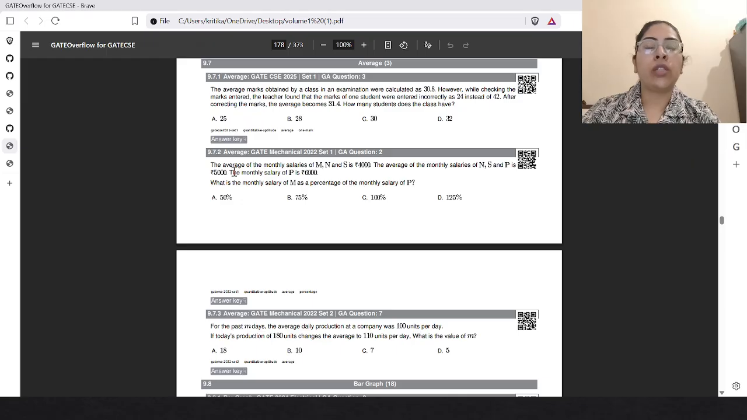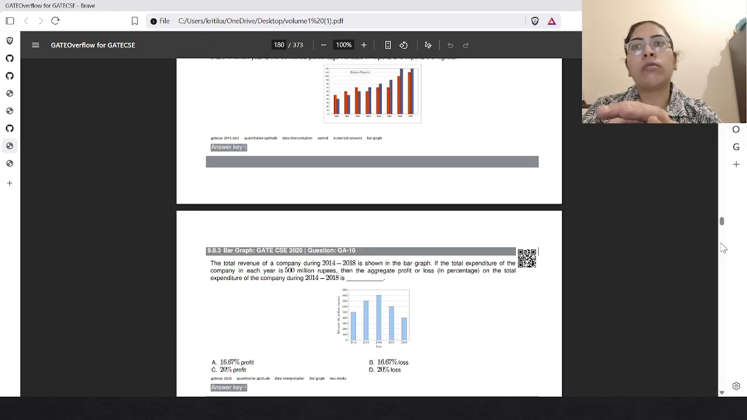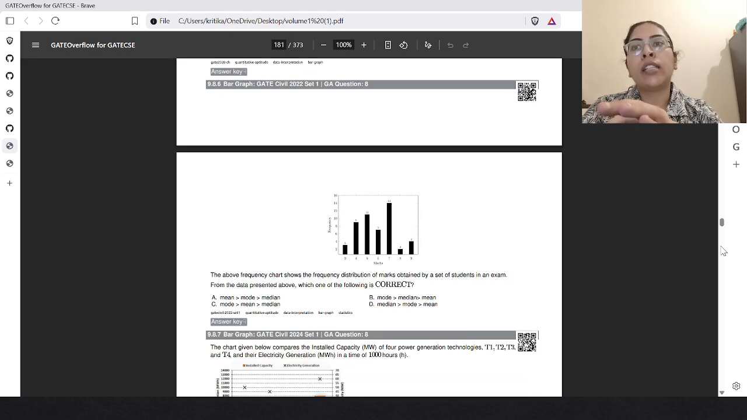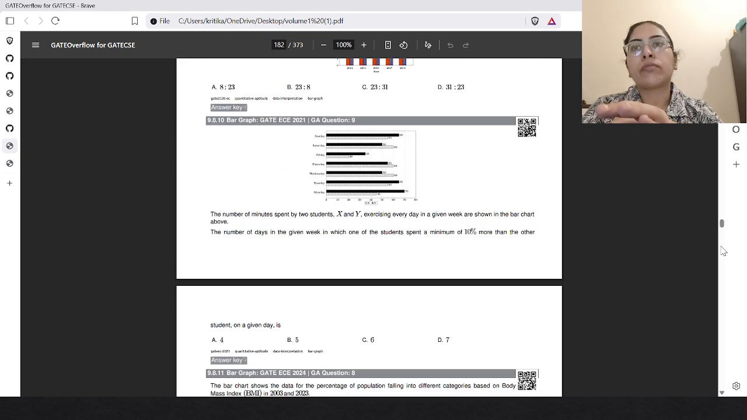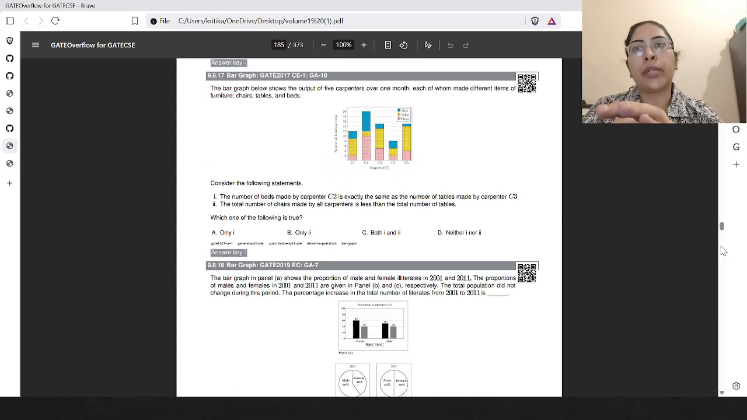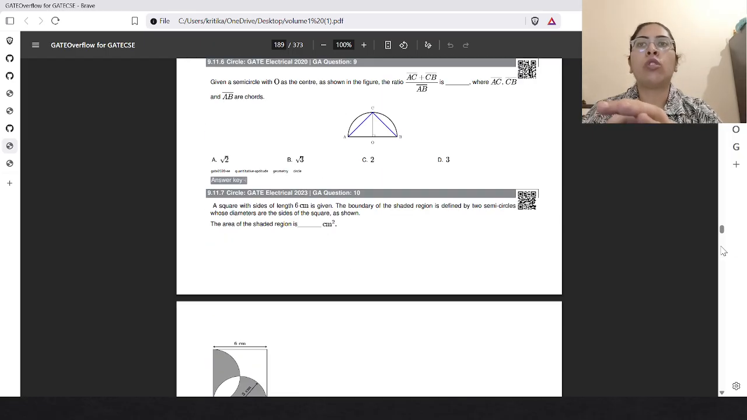In this way, you can do each topic by topic. Like you have covered averages, then move to bar graph. Similarly, solve each question of bar graph one by one, and this way do all the topics of aptitude. Okay, so this is the way to solve the aptitude.